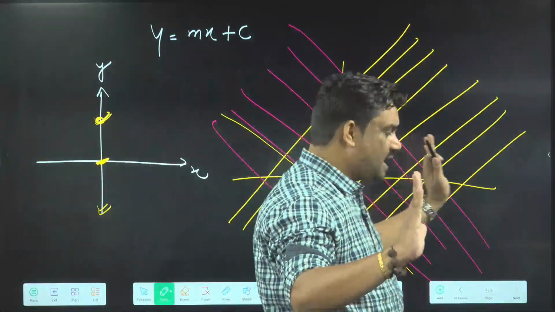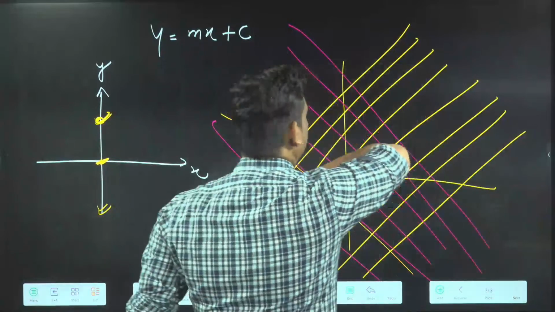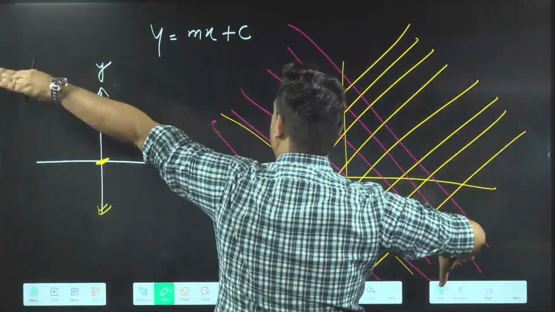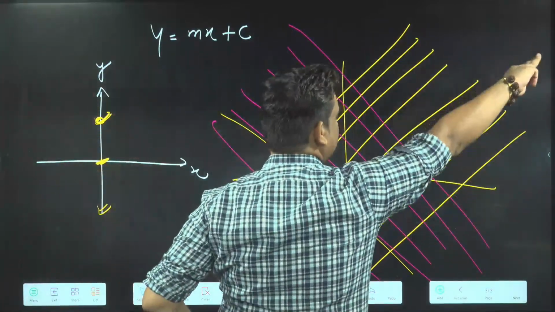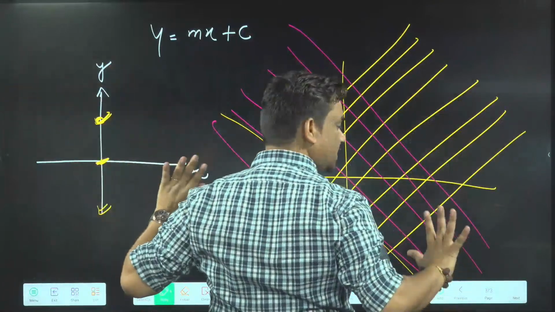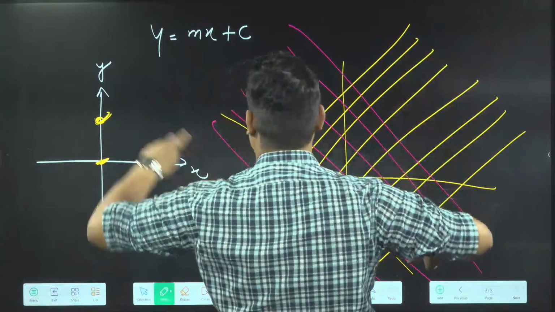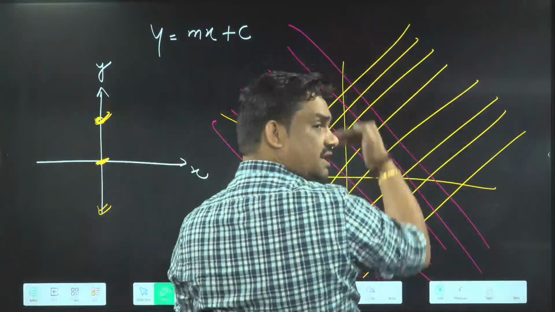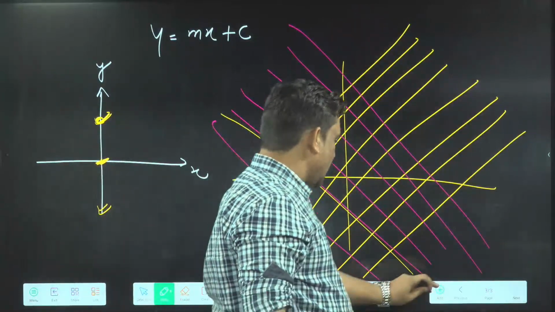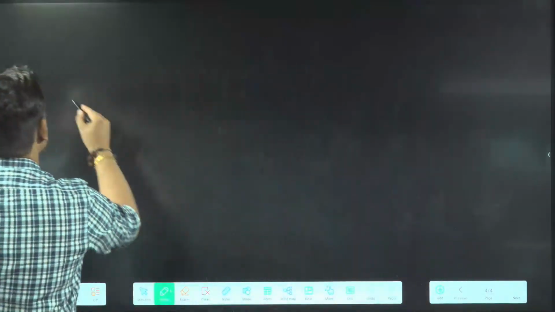Slope means your M. M positive, I have to do like this; M negative, I have to do like this. M positive, extend this hand; M negative, extend this hand. So these two things are required: M positive, M negative, C positive up, C negative down. So I will now ask something. Suppose you got C is positive.